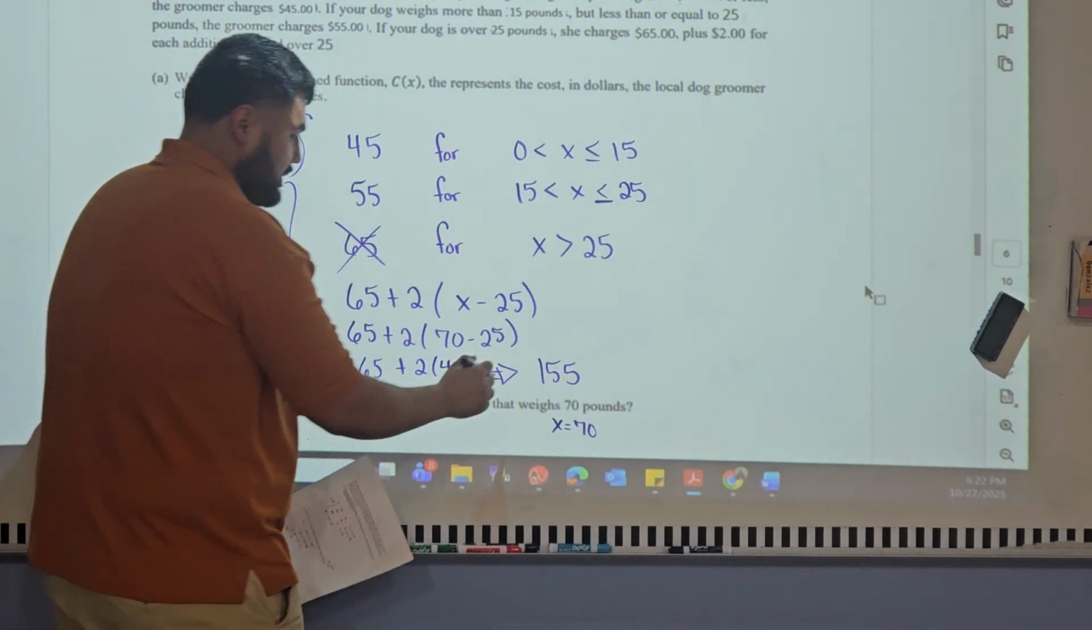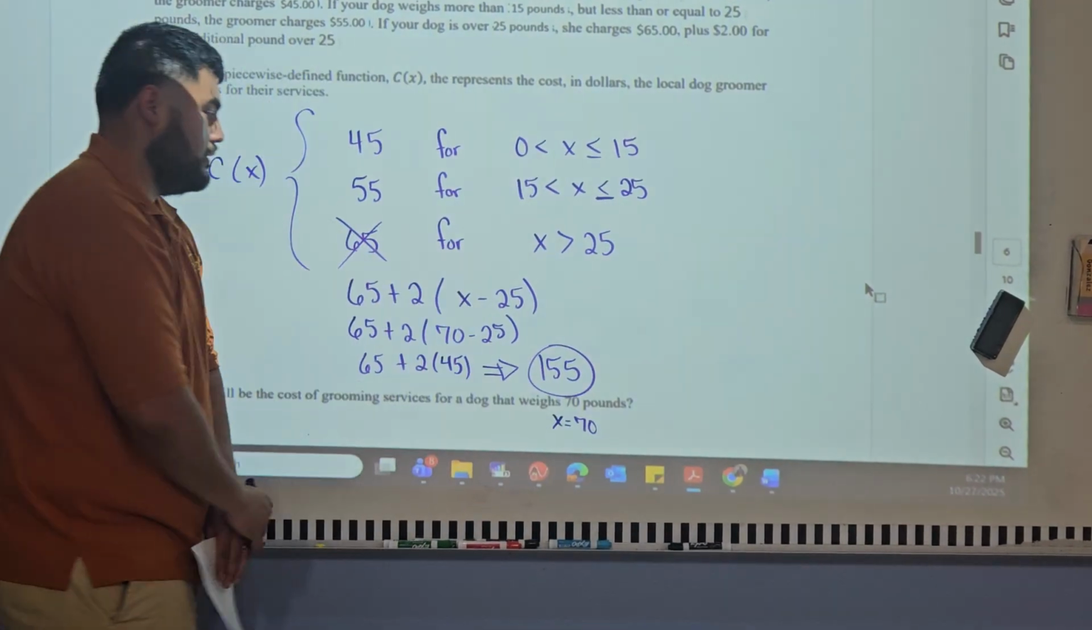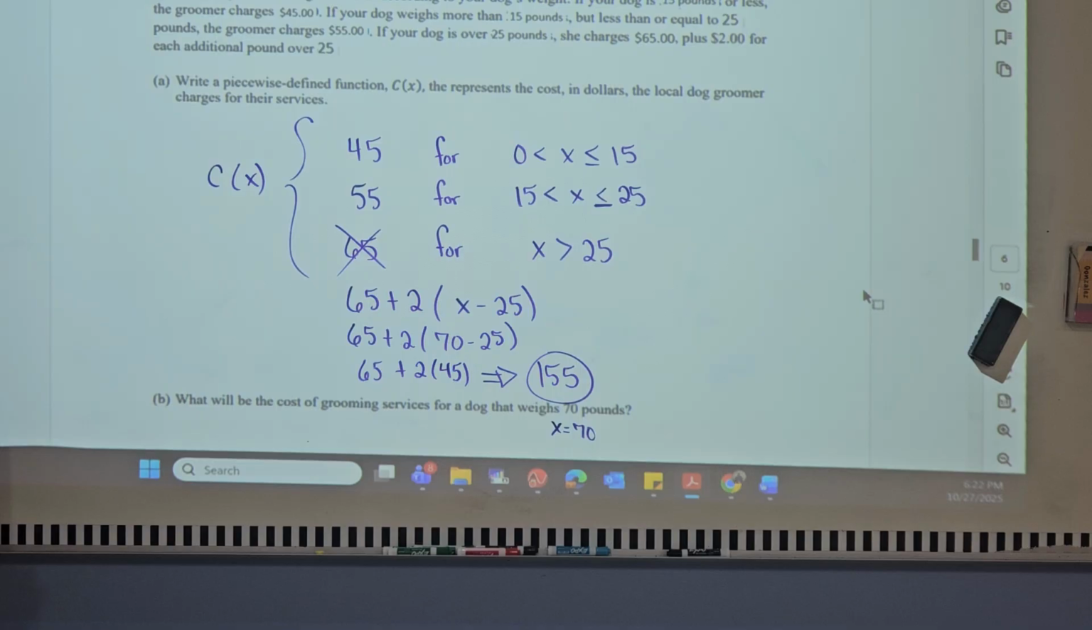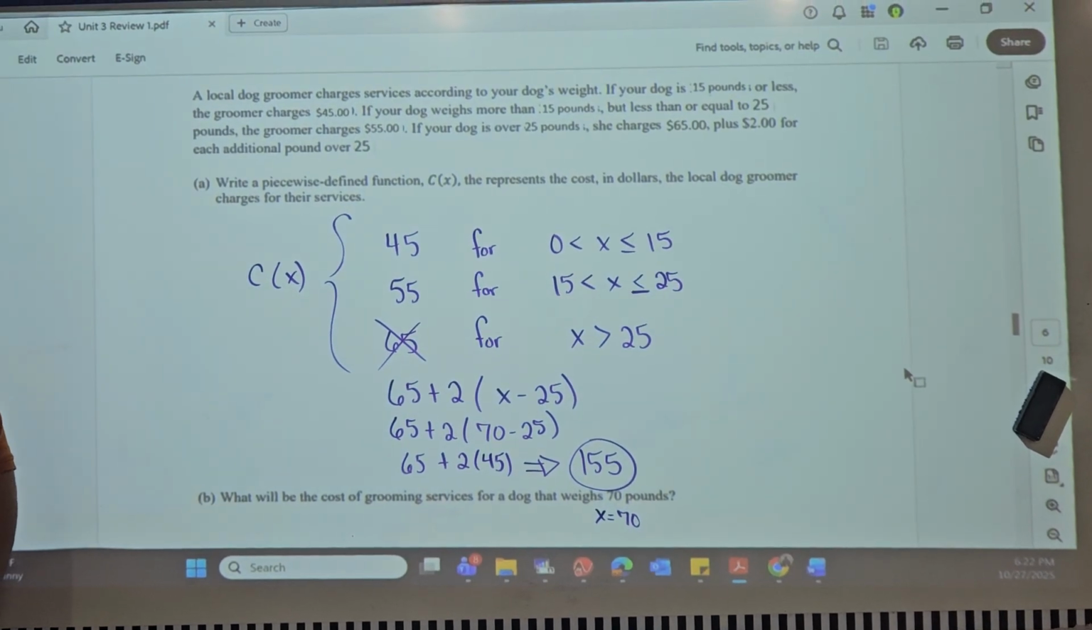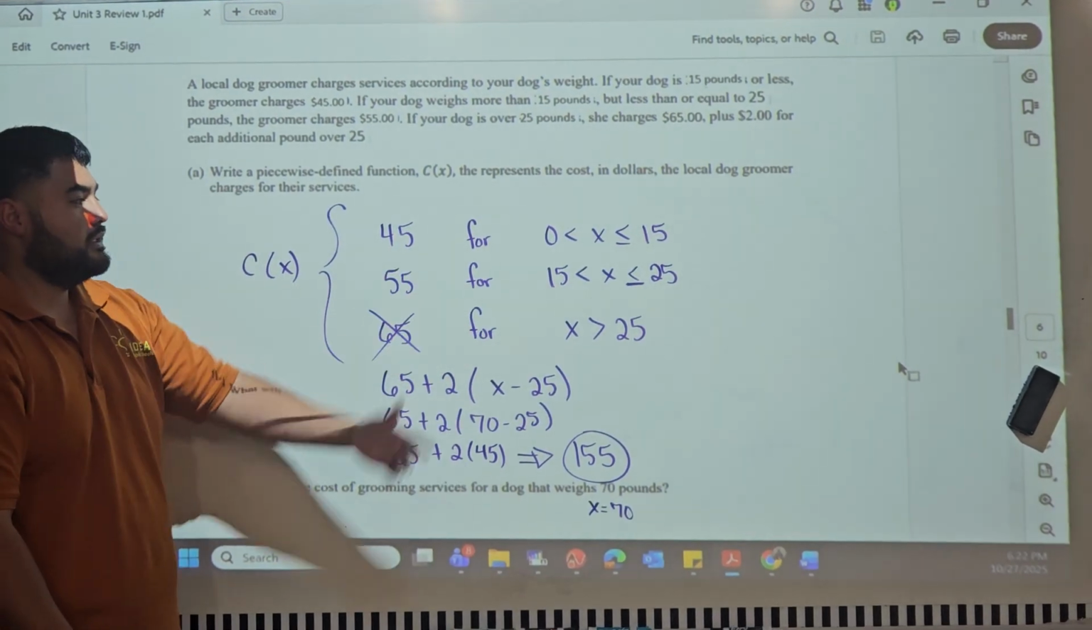So that's it, that's my answer. And that is literally the whole concept of a piecewise function. You break it by parts.